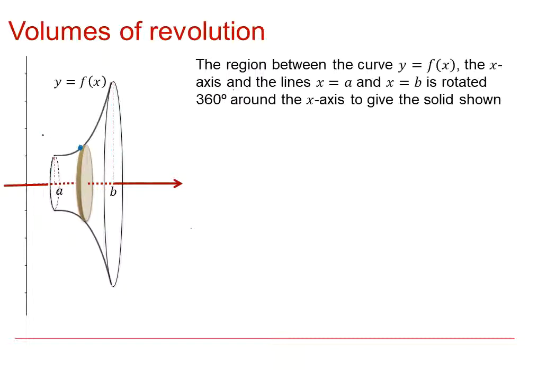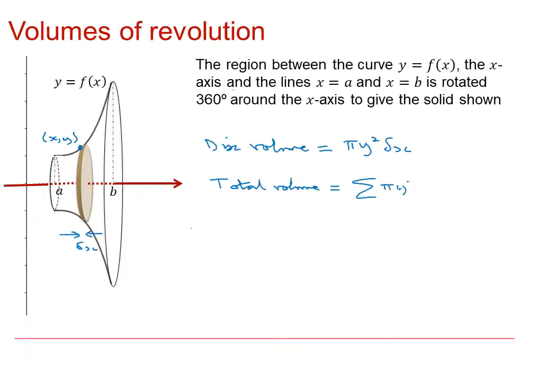So first, if we look at that point on the curve, which is the point x, y, and we look at this thin disk, which is just delta x across, we can look at the volume of a disk, or cylinder if you prefer. So the volume for that one disk is pi, its radius is y, so it's pi y squared, and its thickness is delta x. And if we had lots of those disks lined up, all of width delta x, the total volume of all those disks would be the sum of pi y squared delta x from a to b.